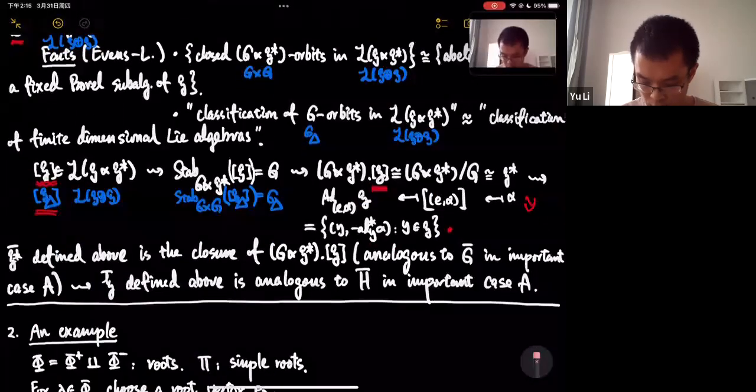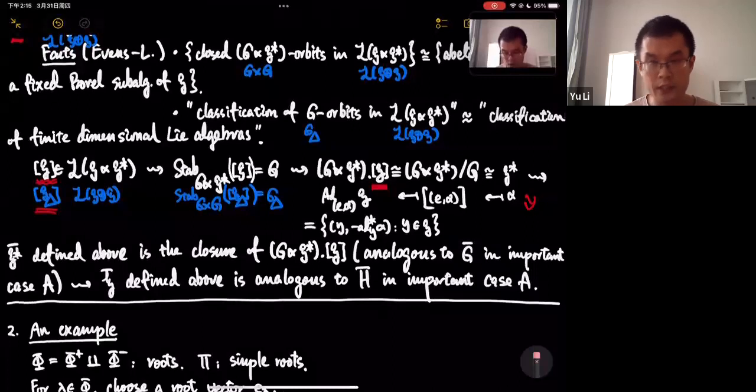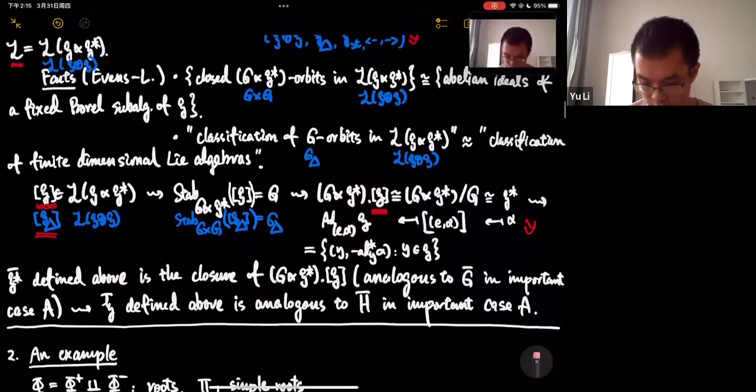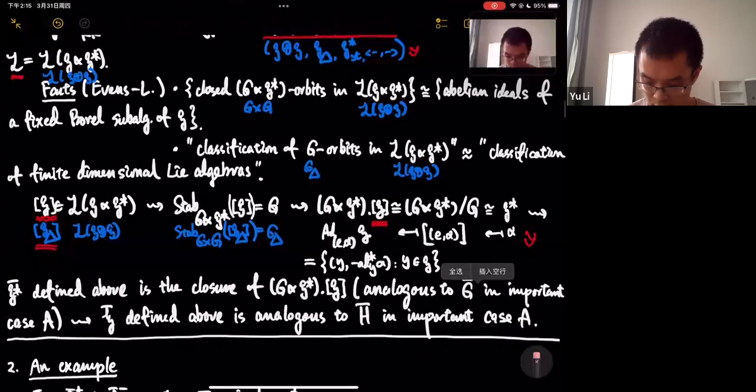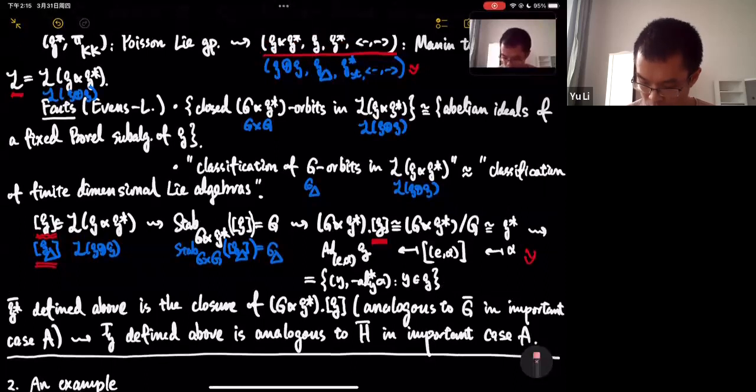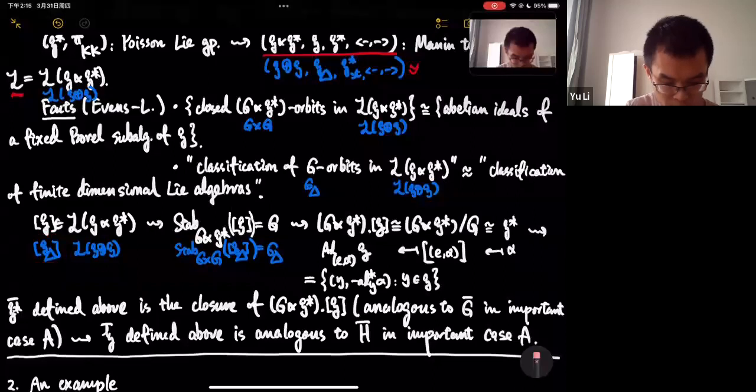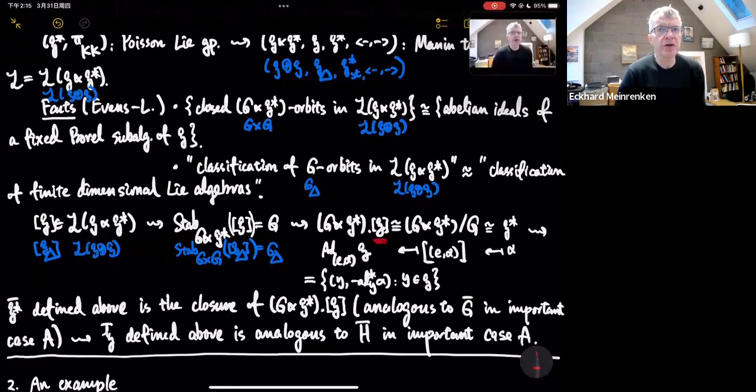Here also y comma negative coadjoint y on alpha. Okay, so this tells me that what I defined at the very beginning is the same as the closure of the orbit of the Drinfeld double group through the chosen base point G. So in case A, you had that all the closures are smooth.